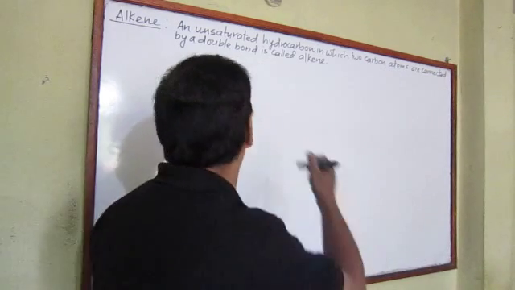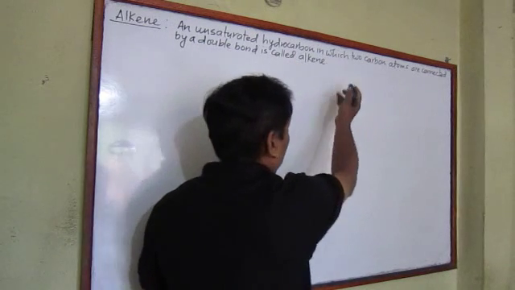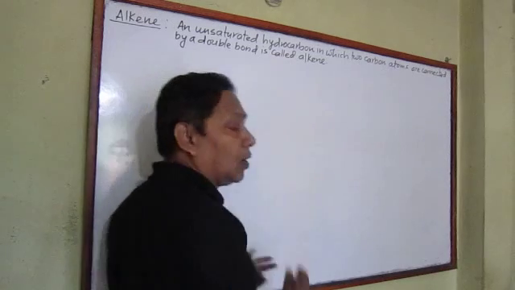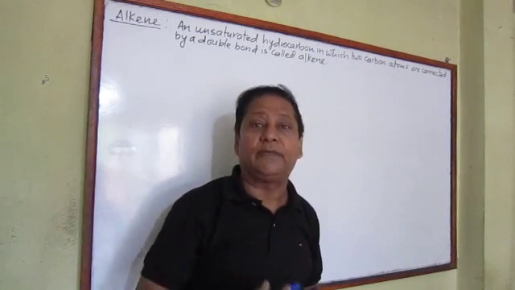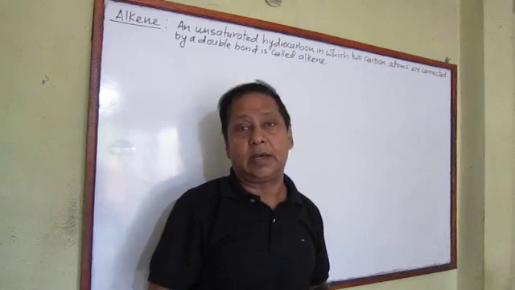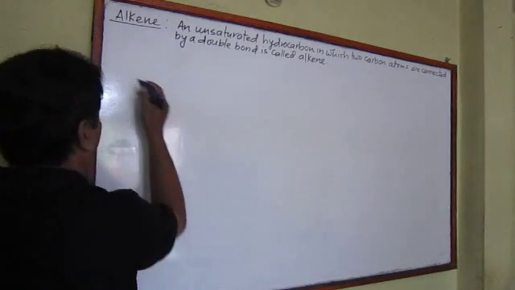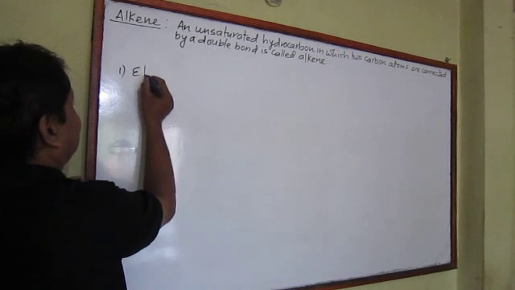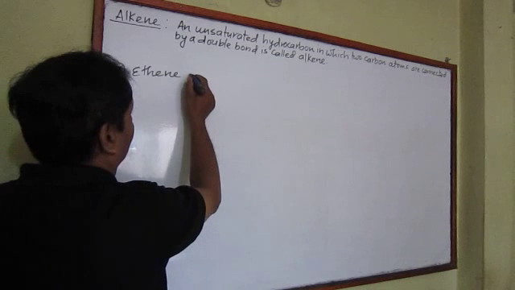It can be defined like this: an unsaturated hydrocarbon in which two carbon atoms are connected by a double bond is called alkene. Now I am going to write the names of some members of alkene. First member of alkene is ethene, E-T-H-E-N-E. Ethene. This is also called ethylene.